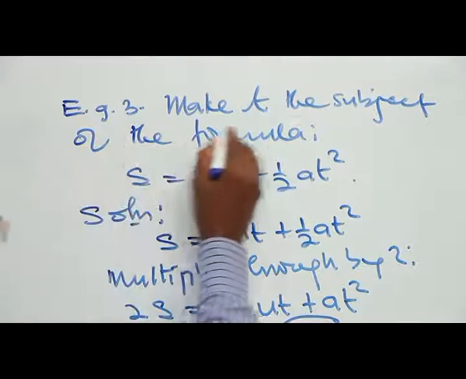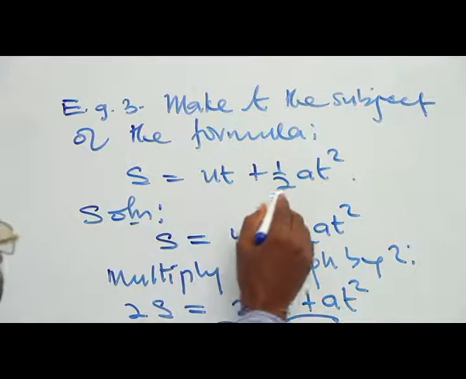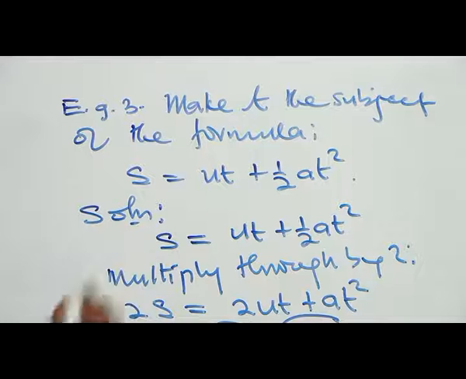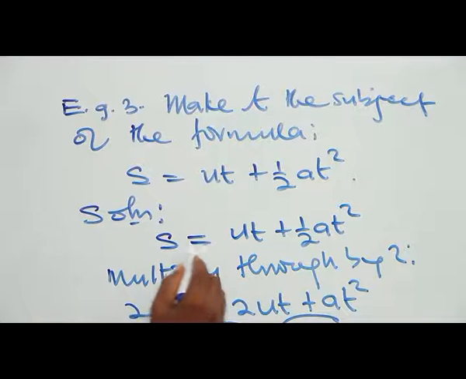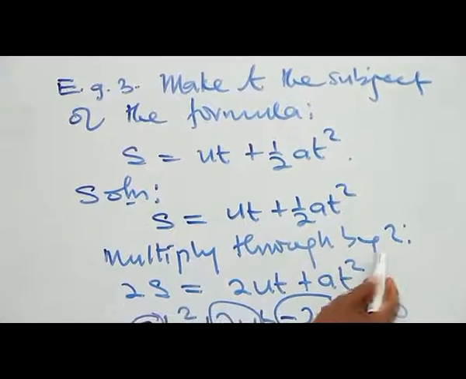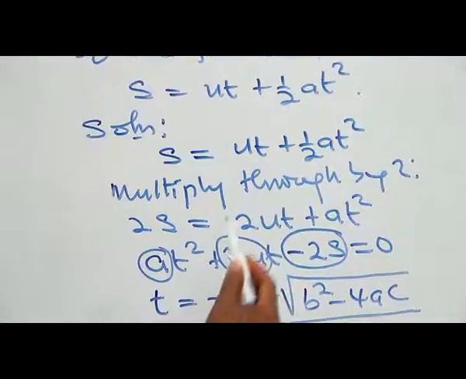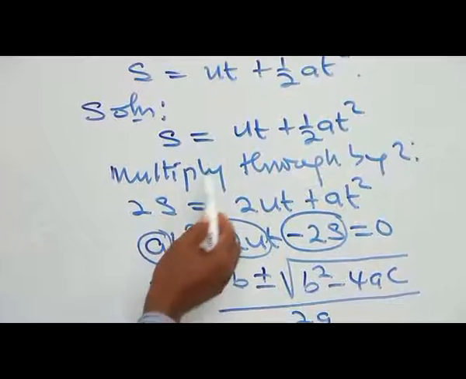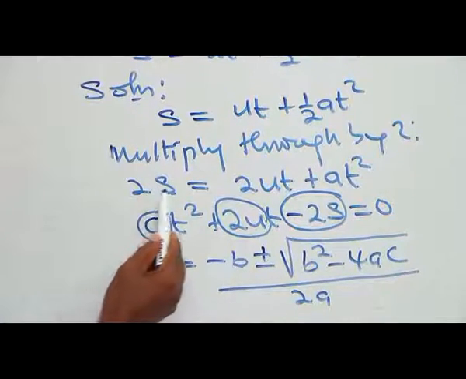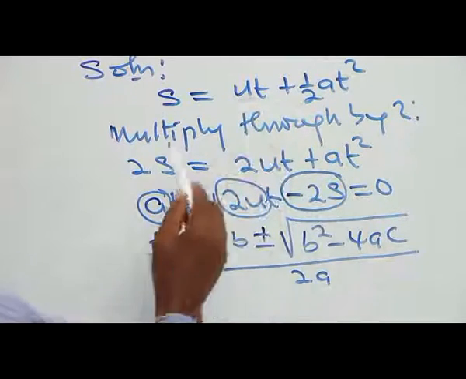Example 3. Make t the subject of the formula: s is equal to ut plus half at squared. Our solution: we will write s equal to ut plus half at squared. The first thing is to remove the fraction, and to do that, we multiply through by 2, which is the LCD of this fraction. The LCD means the least common denominator. If we multiply all through by 2, we will now have 2s equal to 2ut plus at squared.